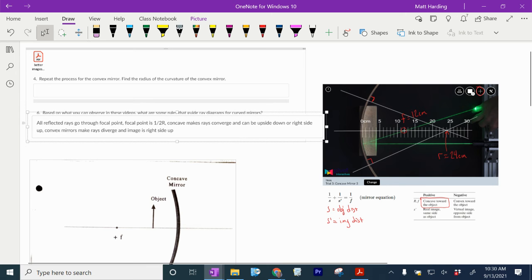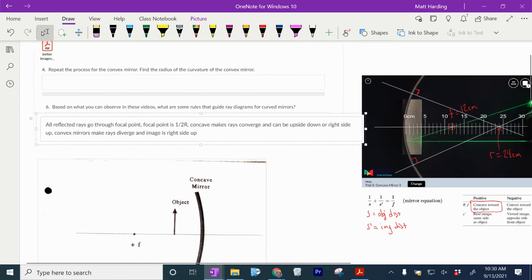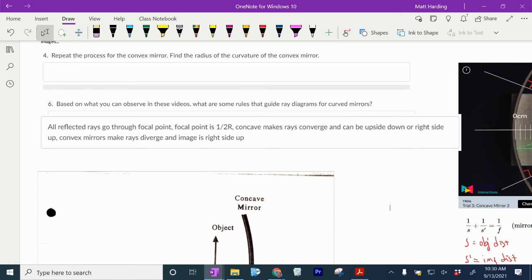All right. So here's one example of what I see as an answer to number 6. What suggestions, if any, would you make for revising this statement? A rule to guide ray diagrams for curved mirrors. They say all reflected rays go through the focal point, which is 1/2 the radius of curvature. Concave makes the rays converge and can be upside down or right side up. Convex mirrors make the rays diverge. Image is right side up. So, any revisions to any of that statement that you would make?